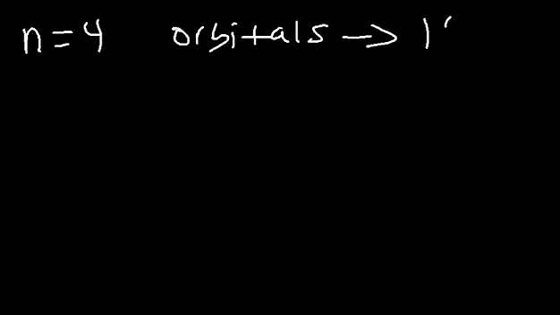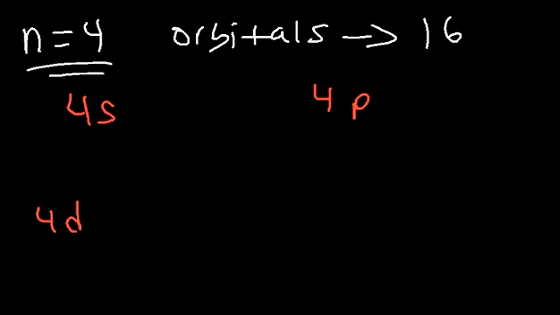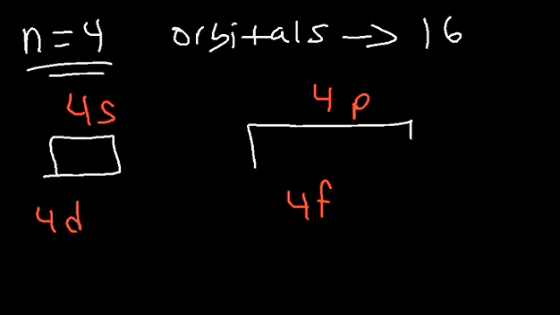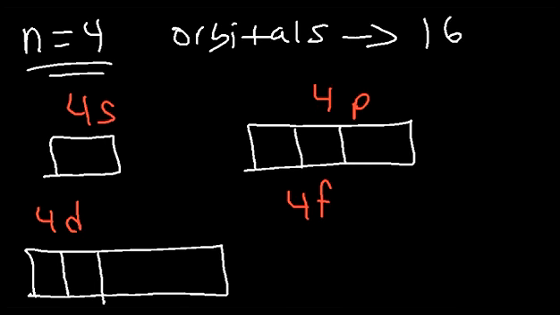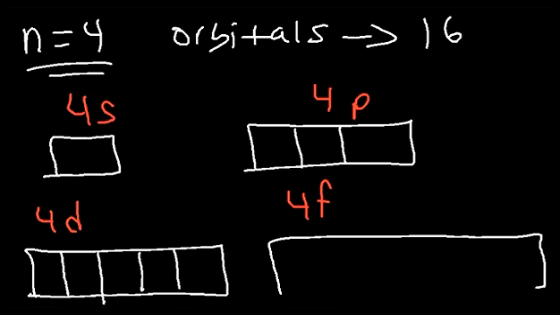Let's try one more example. In the fourth energy level, we know that the number of orbitals is n squared, or 4 squared, which will give us 16. Now, in the fourth energy level, there's 4 sublevels, 4s, 4p, 4d, and 4f. So s has 1 orbital, p has 3, d has 5, and f has 7.